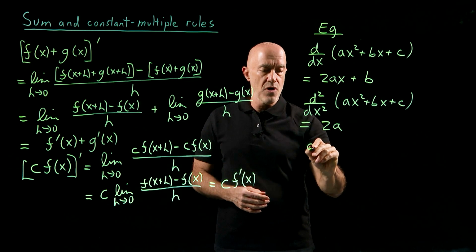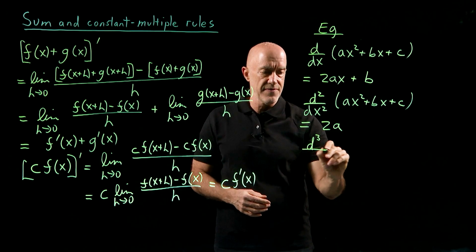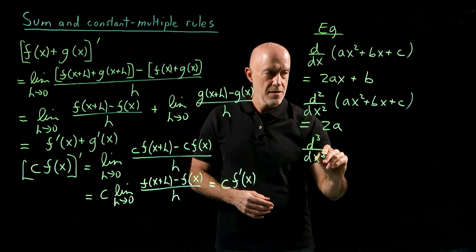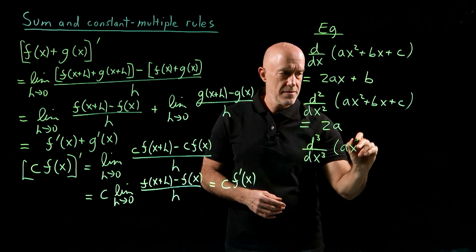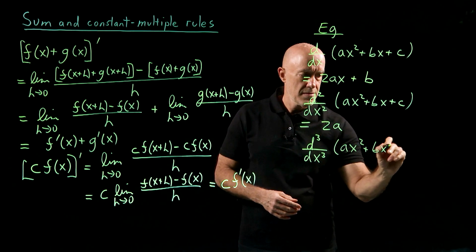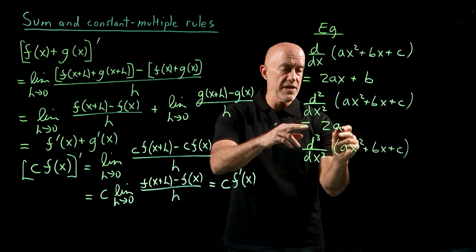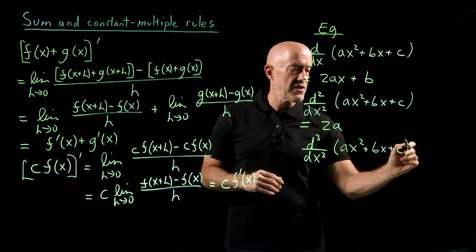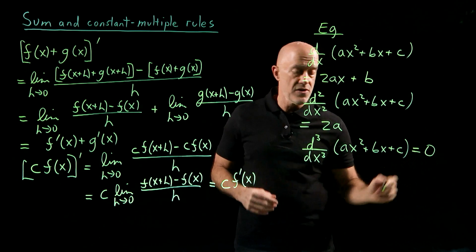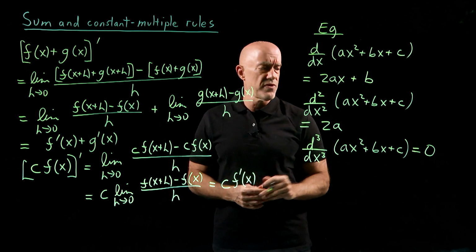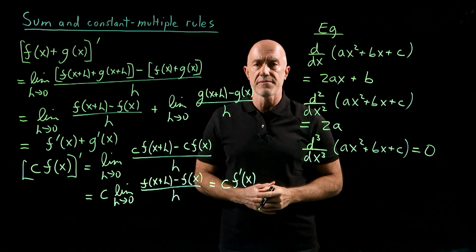And then we go one more, and the third derivative of the quadratic is the derivative of 2a. The derivative of a constant is just 0. And all other higher derivatives then are also 0.